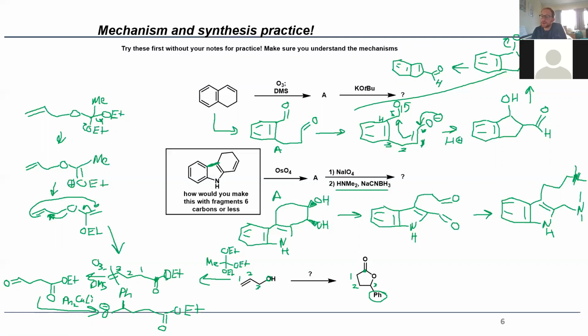aldehyde, and then this can undergo cyclization and loss of ethoxide to give the product. So I think this is what, 3 steps. It seems pretty reasonable. I'm sure there are probably some other answers here that are probably valid as well. But this is one that I came up with.